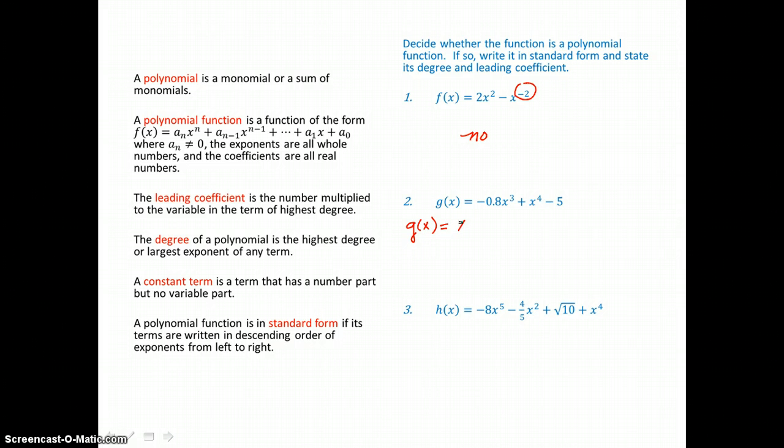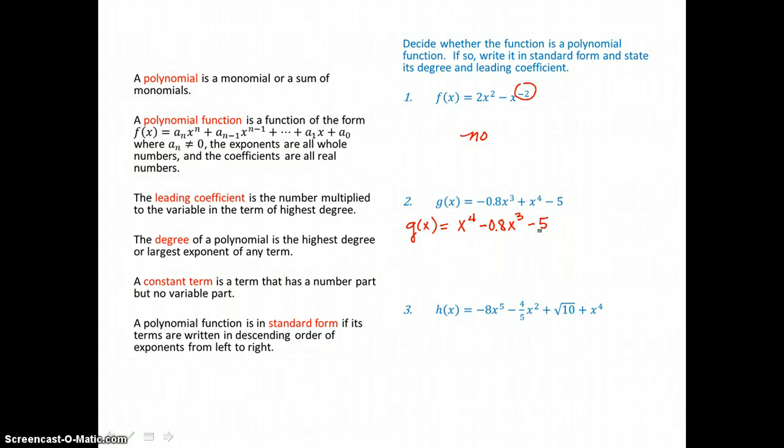The term of highest degree goes first, and that would be x to the fourth. The exponent on our variable determines the degree of the term. So our next term in standard form is negative 0.8 x cubed. That term is of the third degree. And last is negative 5.